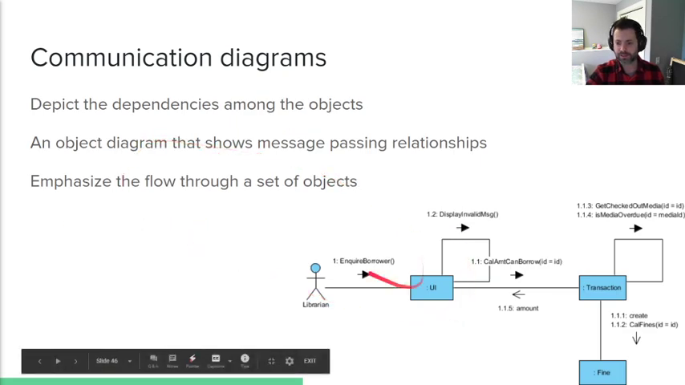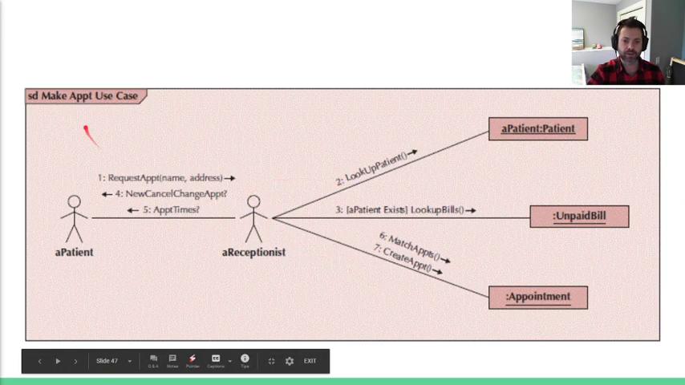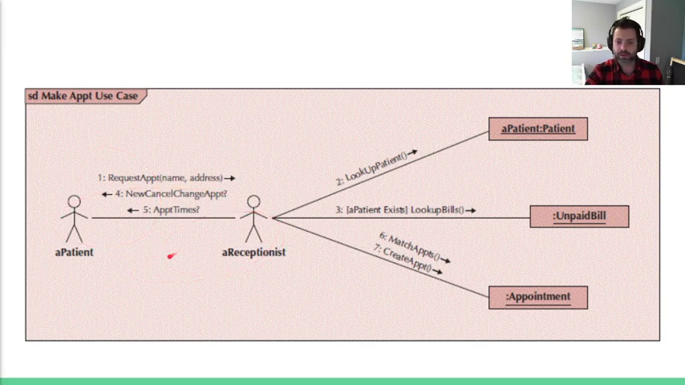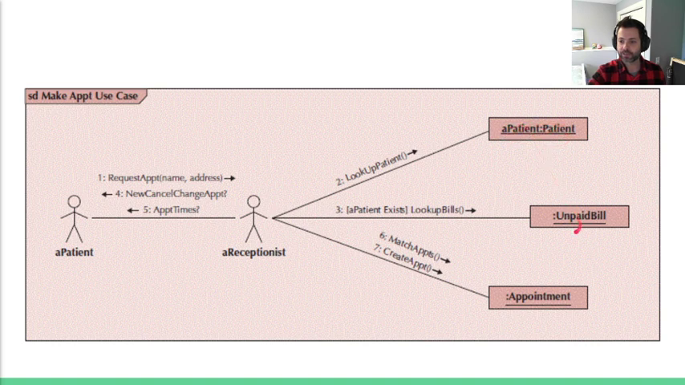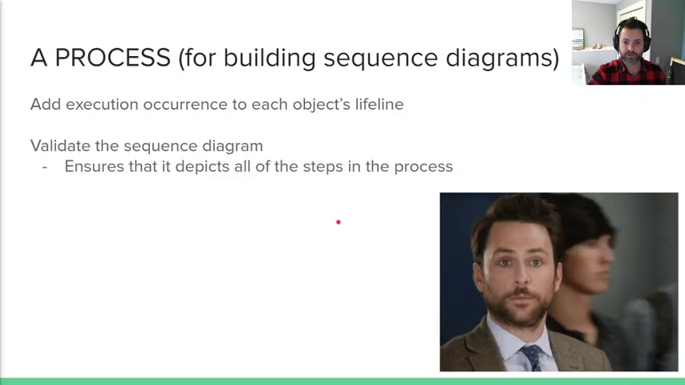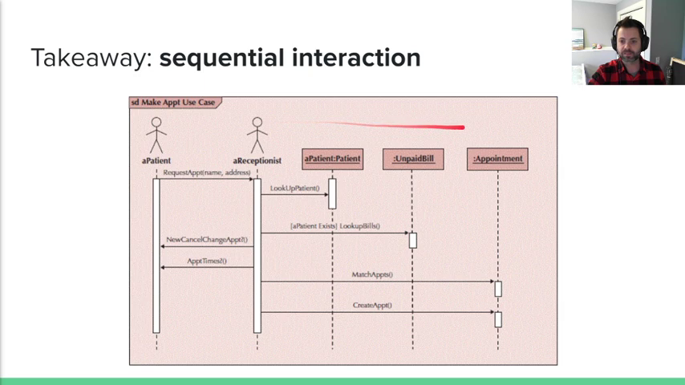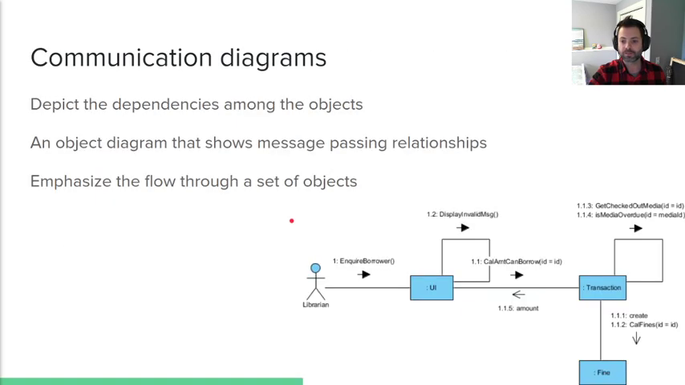So what does it look like? This diagram's okay. I'm going to show this one first. A little grainy, but it's a figure from another textbook. So this is the exact same diagram that we had before. Right, so a patient, a receptionist, patient and a patient object, unpaid bill, appointment. All of the methods here, these all existed in that other diagram. Right, so let me go back here. Exact same entities, exact same function invocations, even down to the guard condition on lookup bills.